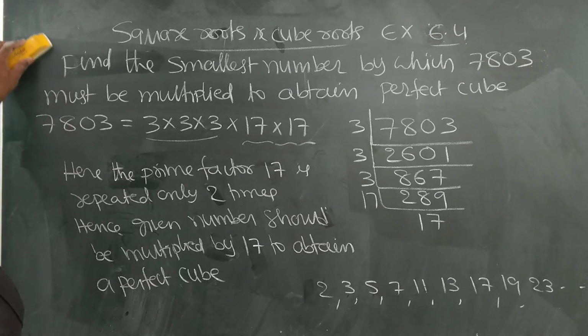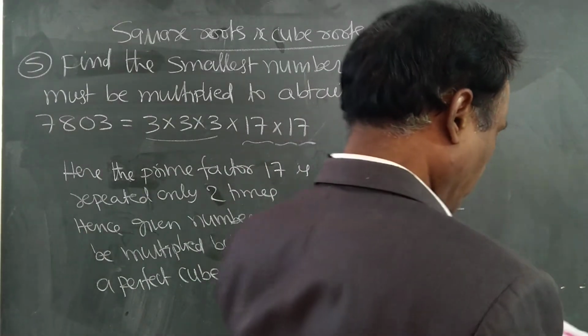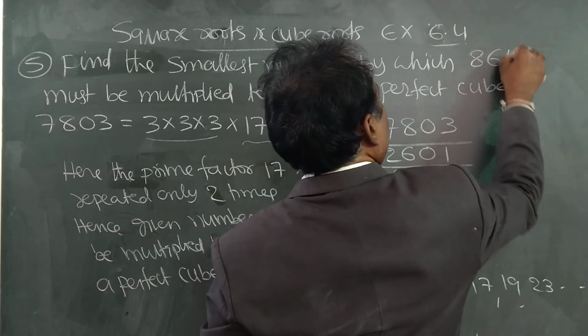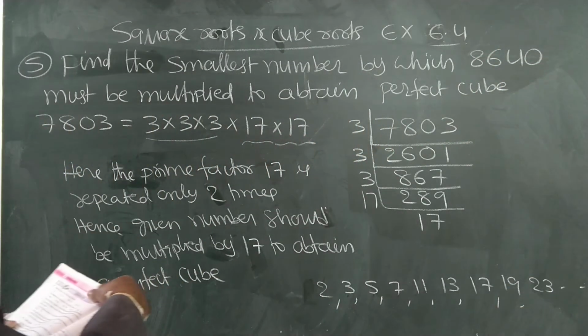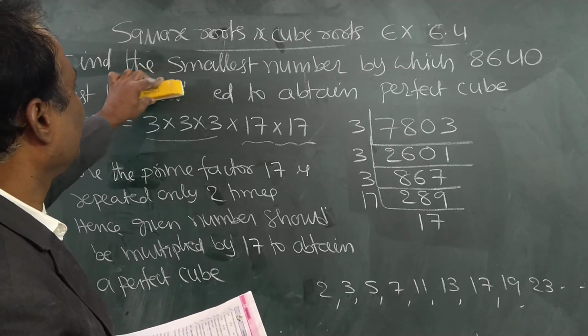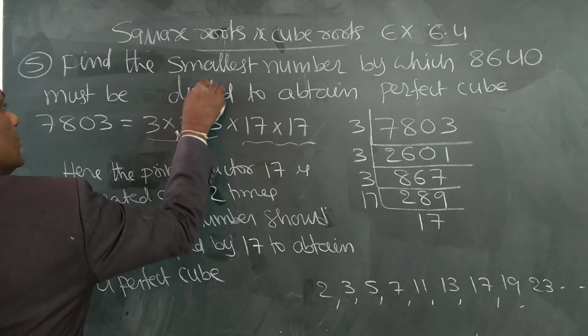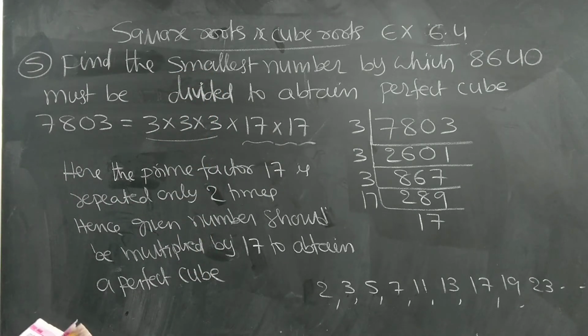Students, fifth question. 8640 must be divided to obtain a perfect cube.